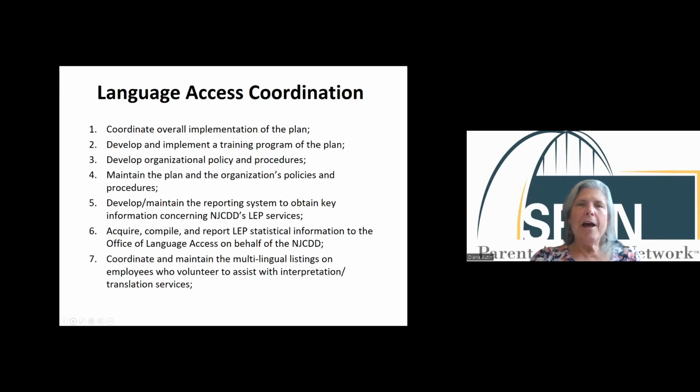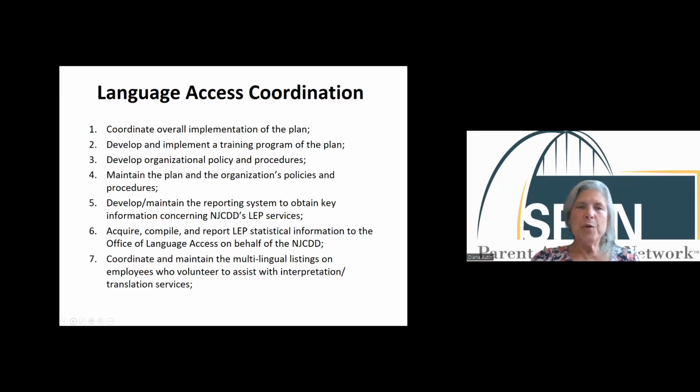The plan also talks about how language access will be coordinated. So in terms of overall implementation of the plan, Mercedes, as the executive director, will have overall responsibility to ensure implementation of the language access plan. She will be supported by team members who will have specific responsibilities based on their other council responsibilities. So as part of this language access coordination section of the plan, a training program on the plan will be developed and implemented. Policies and procedures for the council will be developed, and those will be maintained and updated as needed.